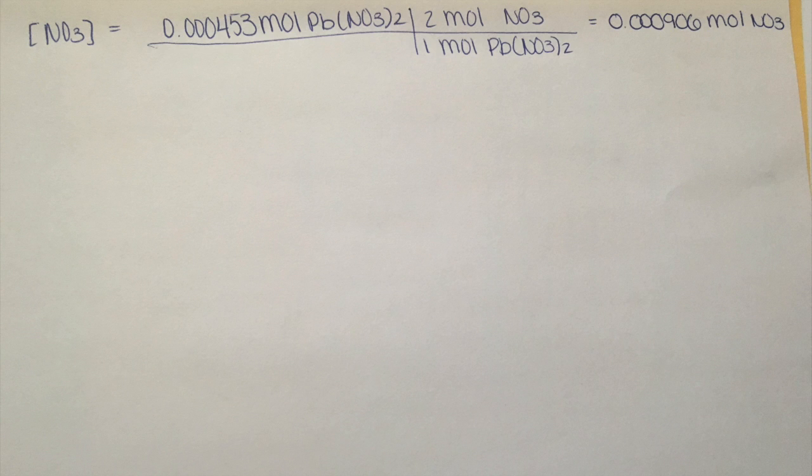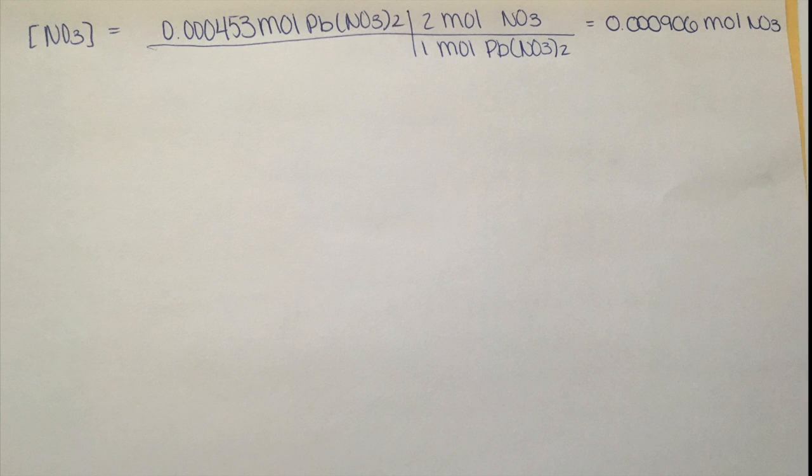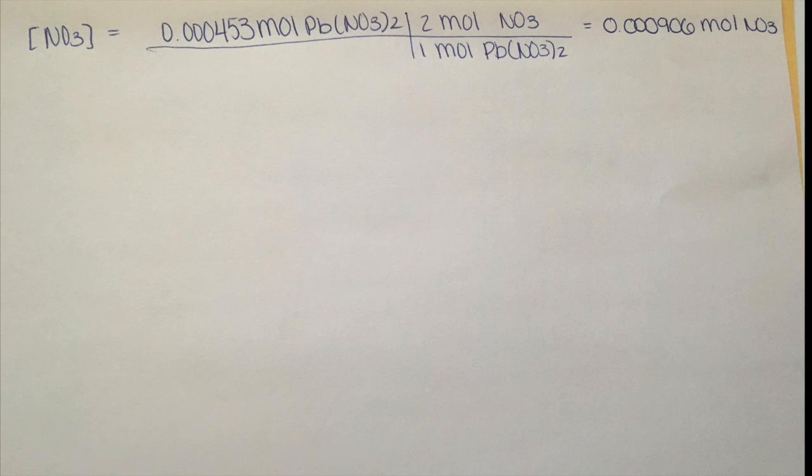Part D asks to calculate the molar concentration of NO3- after the reaction is complete. The first step is to calculate the moles of nitrate in Pb(NO3)2. To find that, we multiply the 0.000453 moles of Pb(NO3)2 that we calculated from Part B. Then we multiply by the molar ratio of 2 moles of NO3 to 1 mole of Pb(NO3)2, because in every mole of Pb(NO3)2 there are 2 moles of nitrate. We find that there are 0.000906 moles of NO3, or 9.06 times 10 to the negative fourth.